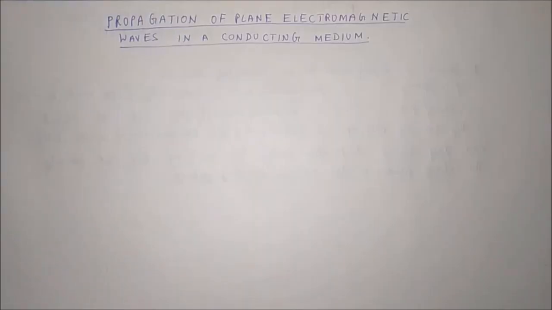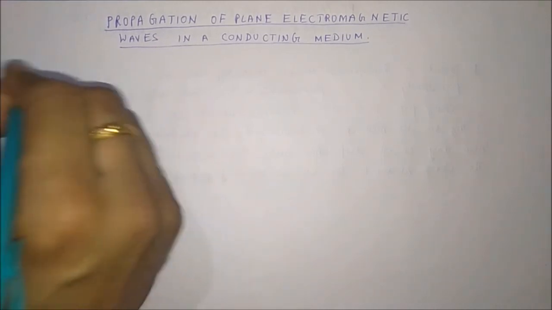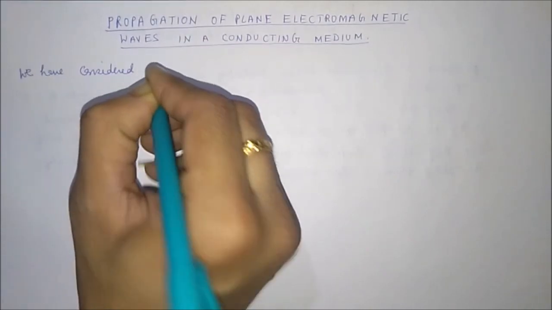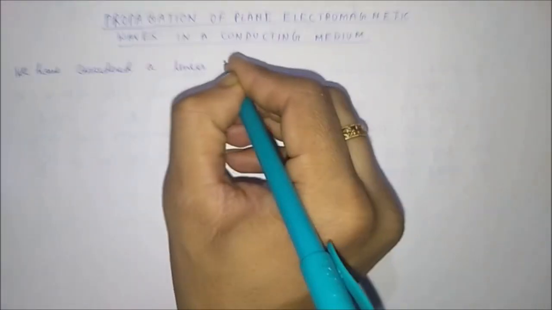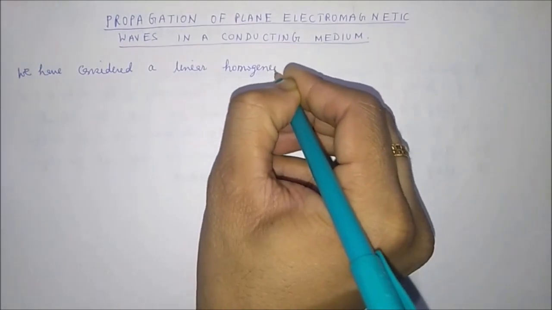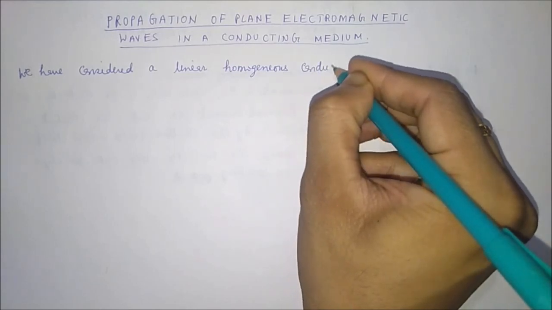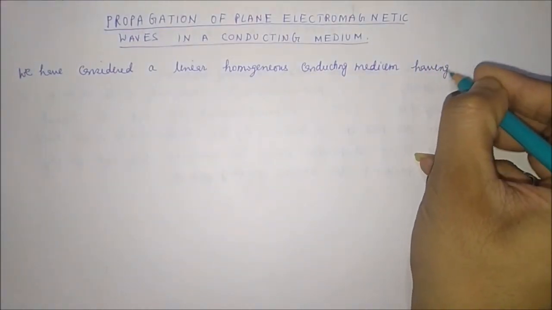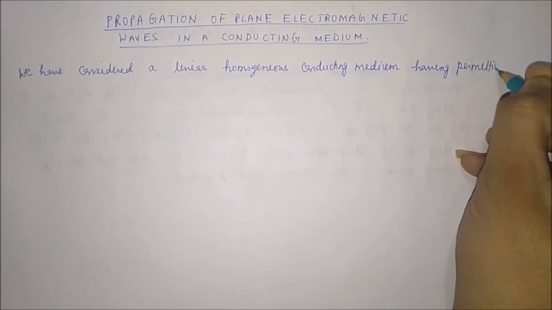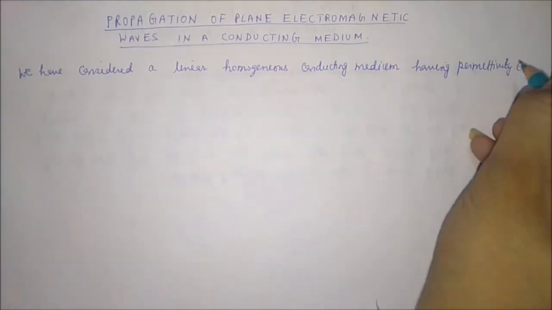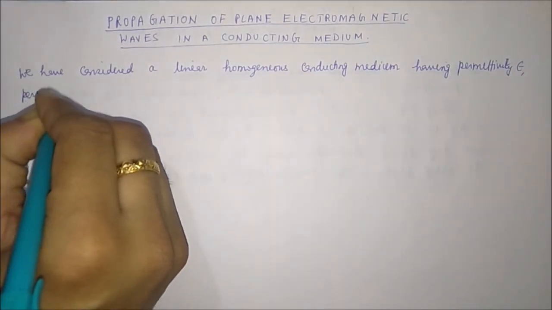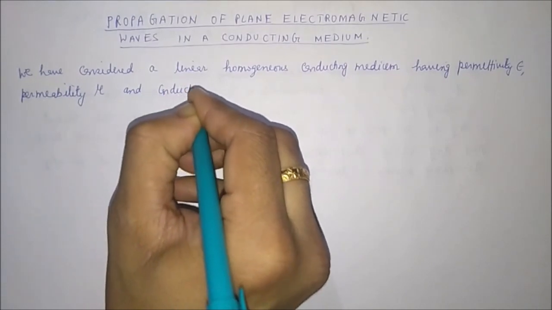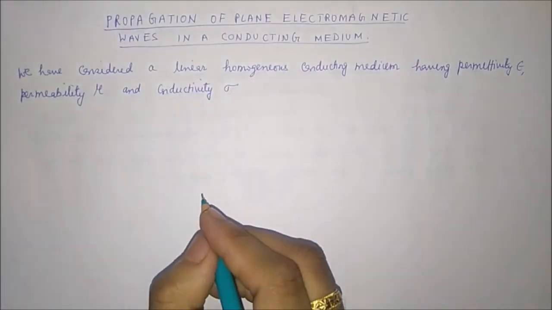Let us see the propagation of plane electromagnetic waves in a conducting medium. We have considered a linear, homogeneous, conducting medium having permittivity epsilon, permeability mu, and conductivity sigma.